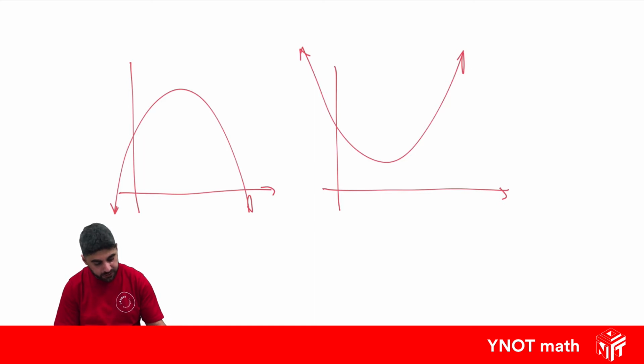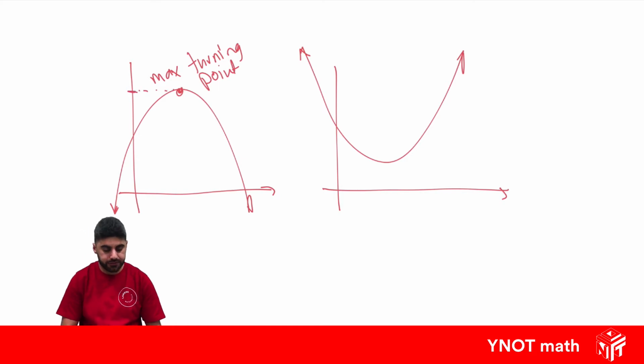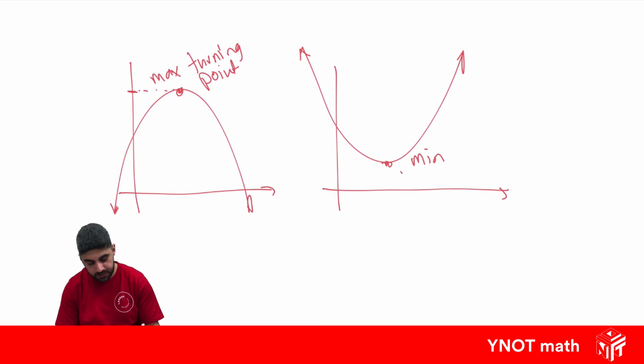And if it's shaped like this first one here, we call this a maximum turning point, because that value for y up there is the maximum value that you can have on your graph. Over here, you probably guessed it, that's a minimum turning point, because there is no value lower than this one on the graph for your y values.